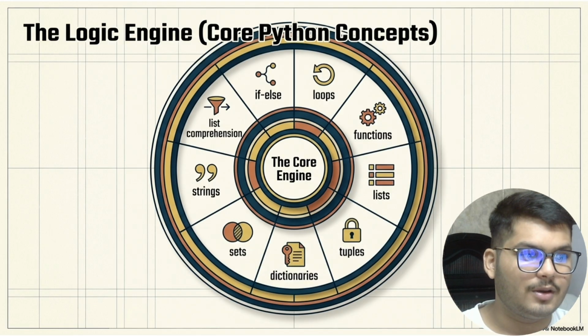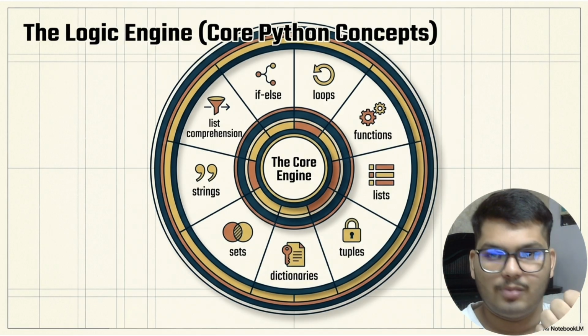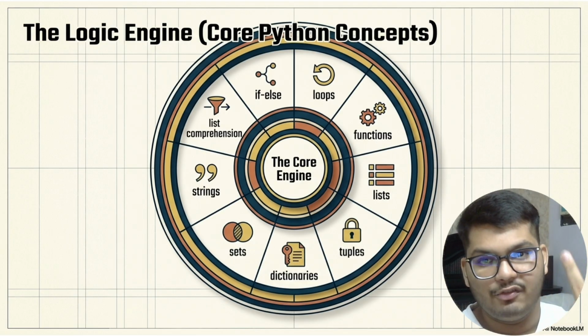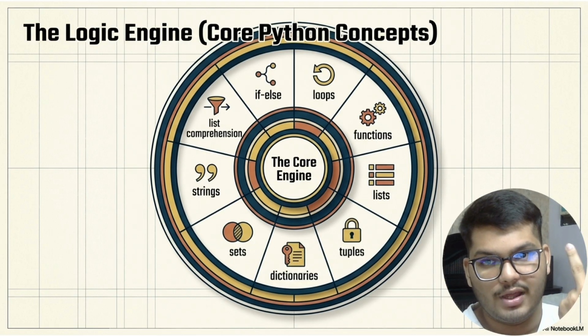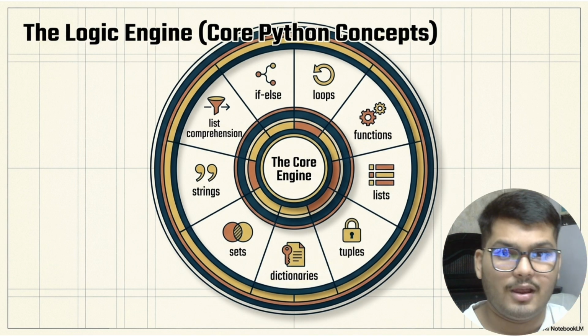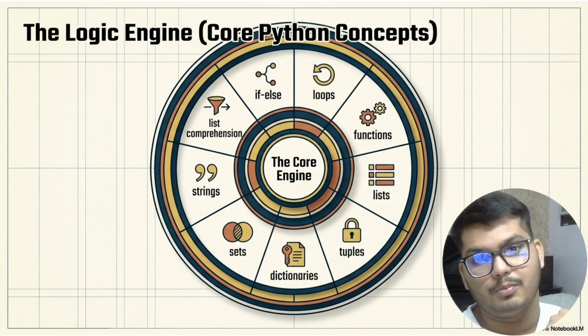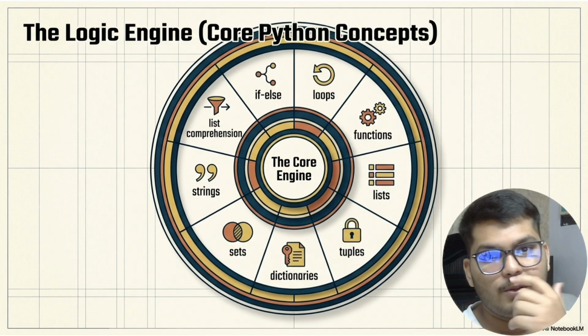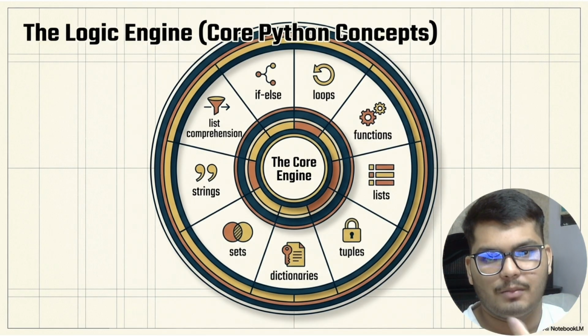So, lists and tuples. I have already told you about strings. List comprehension means compressing a list, and the if-else statement is used for conditionals. It can take a lot of time to show you each and everything, so I will just show you lists, tuples, and types: lists, tuples, dictionaries, and sets.